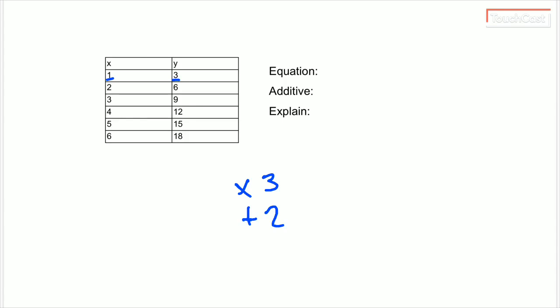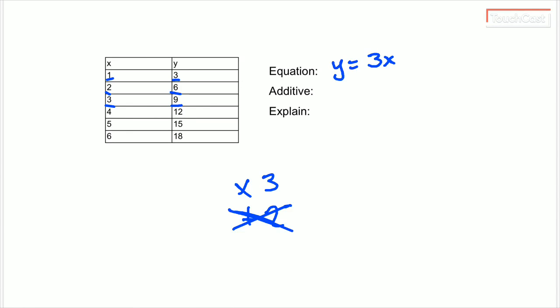1 times 3 is 3, so let's take a look at our second input. 2 times 3 is 6. 3 times 3 is 9. So that means that the adding 2 option doesn't work because 2 plus 2 would be 4, 3 plus 2 would be 5, so on down the line, and those don't work. So our equation is y equals 3 times x.